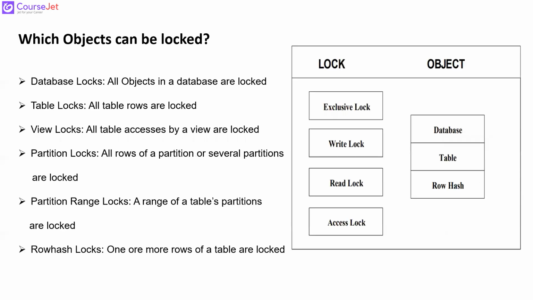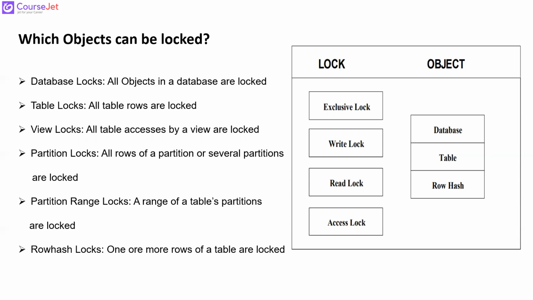And which objects can be logged? You can place a log on a database, which means all the objects under the database also will be logged, so no one will be able to access the database in that case. There are also table level logs, view level logs, partition range logs, and row hash logs. A row hash log is where you're logging only particular rows.